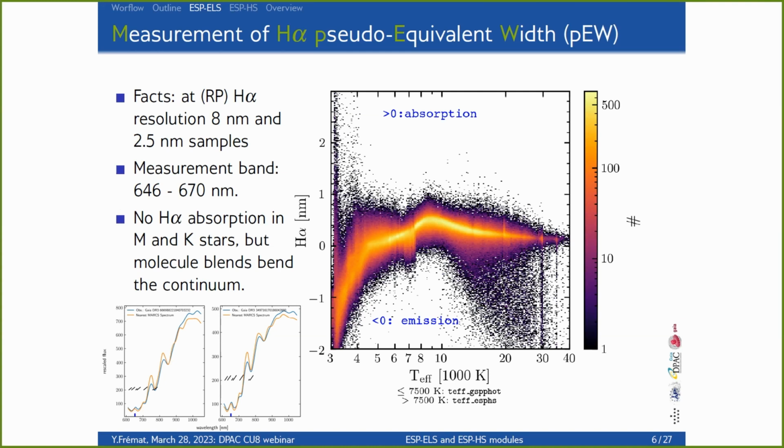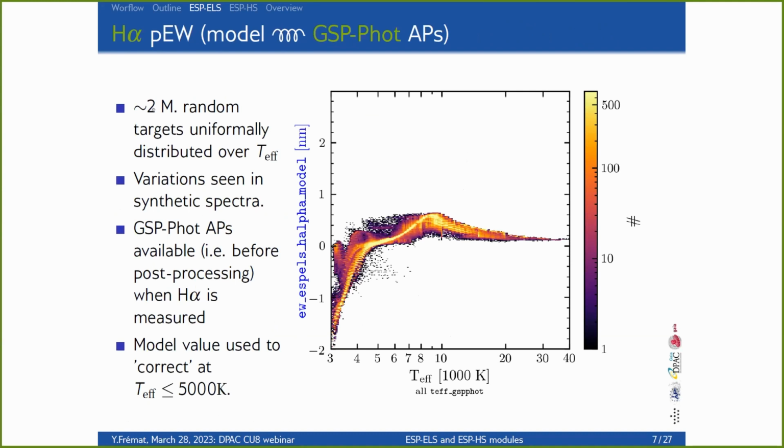This figure has been made by selecting randomly about 2 million targets in the DR3 archive. It's not exactly random because we try to get more or less a uniformly distributed effective temperature, which makes the plot a bit clearer than if you would just take the values randomly.